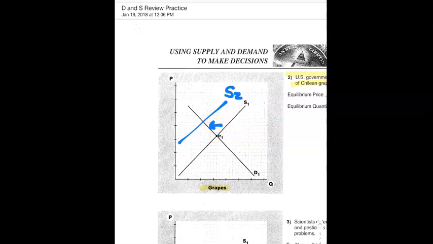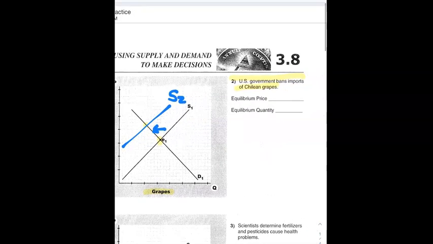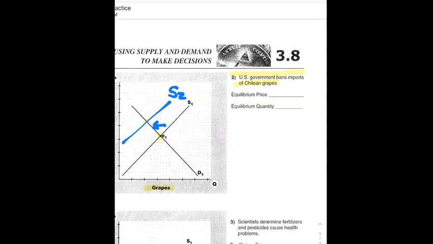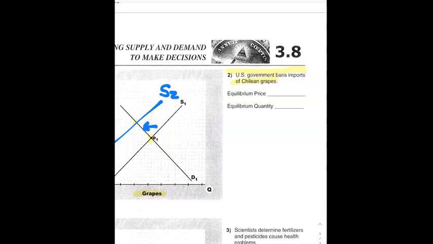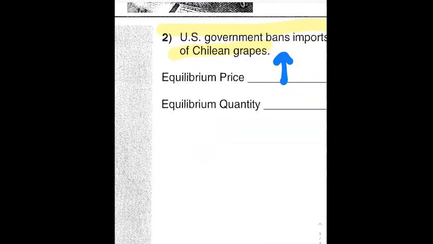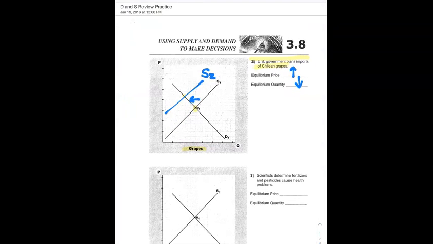Now, the next part of this problem is to figure out what's going to happen to the equilibrium price and the equilibrium quantity. So look at where the X moved to. The original X is E1. The new X is where my blue line is. So the price actually went up for grapes, but the quantity of grapes in the market went down. If you look at that on the vertical axis, you can see that the price went from the lower price to the higher price, whereas the quantity went from the higher quantity to the lower quantity.